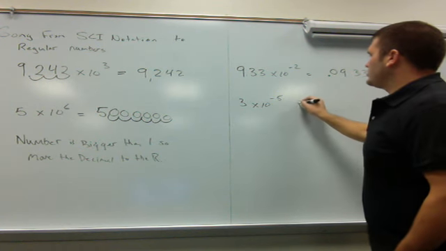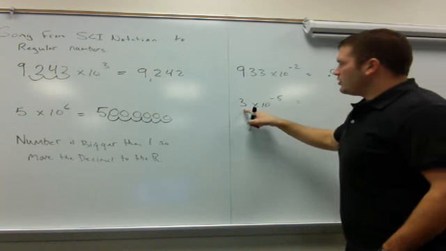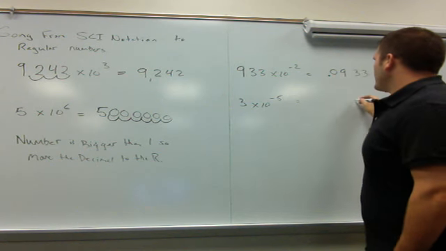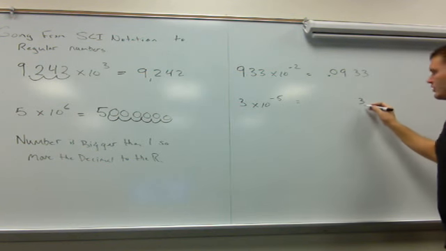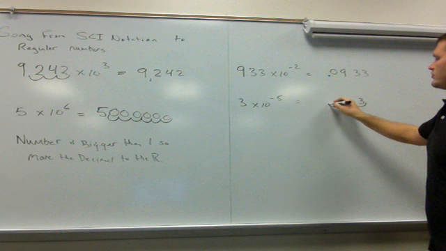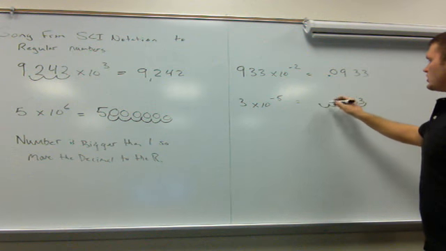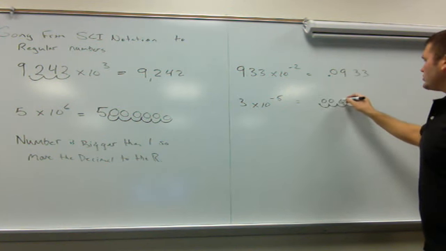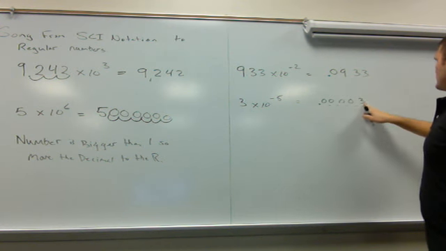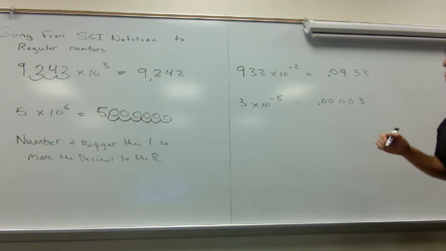Same thing is true here. Right? I have 3. The decimal place was all the way over here because it's a negative power. So that means I have to move it back. So I start with my 3, and I move back 5 spaces. So 1, 2, 3, 4, 5. So I have 1, 2, 3, 4 zeros. So here's my number. Right? Hopefully that makes sense.